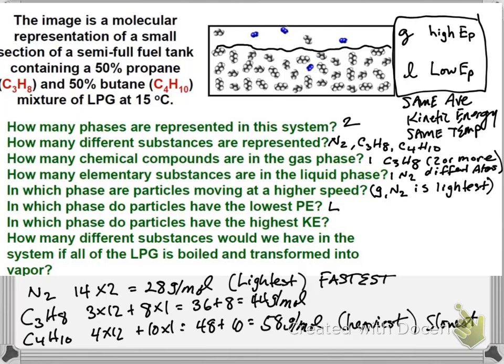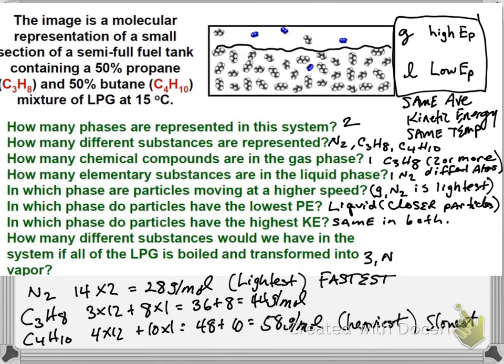In which phase do particles have the lowest potential energy? In this problem it would be the liquid. Liquid particles are much closer together than in the gas, so they would have the lowest potential energy. In which phase do particles have the highest kinetic energy? Well, they would be the same, right? All phases have the same average kinetic energy because the temperature is the same in both.